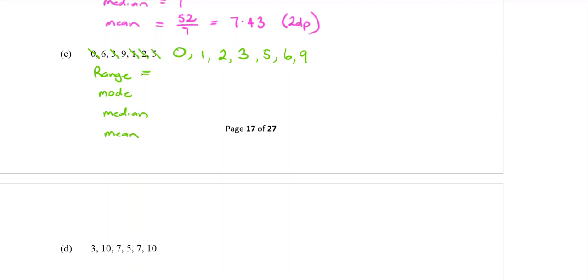Okay, range is the highest minus the lowest. In that list, my highest is 9, my lowest is 0, which makes my range 9. My mode, is there any number that happens more than the rest? No. So if that happens, that we don't have any repeated numbers, we say that there is no mode. Okay, you have to write it. Don't leave it blank, but you write in there no mode.